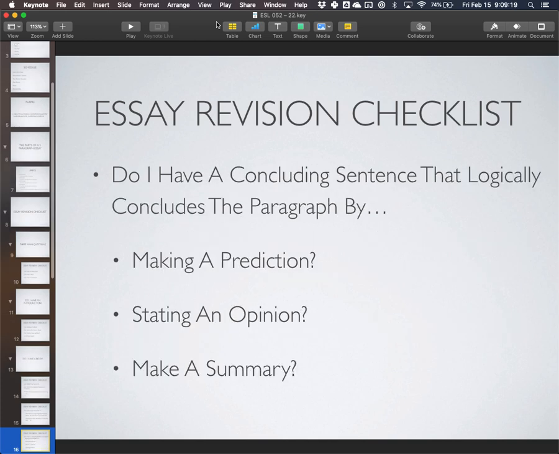Do I have a concluding sentence that logically concludes the paragraph by doing one of these things? Making a prediction about the future, or making a prediction about the next paragraph. Or am I stating an opinion because of all these things that I said, or therefore, or thus, or in conclusion? Or am I making a summary of it? All of these things are very important for how we do our traditions, or how anybody describes their house. You've got a house, right? So all of these things were very important for the family unity in our home, or something like that, right?